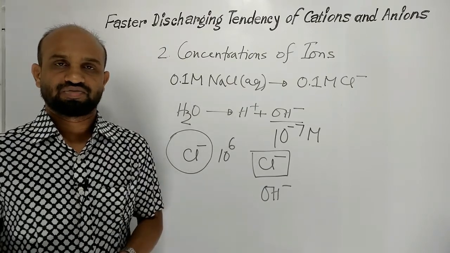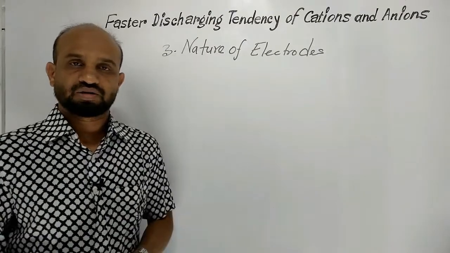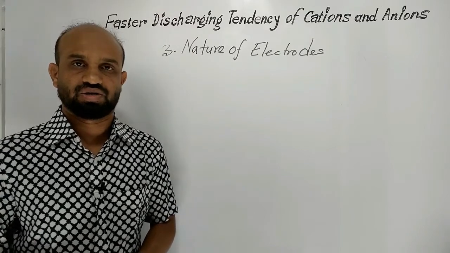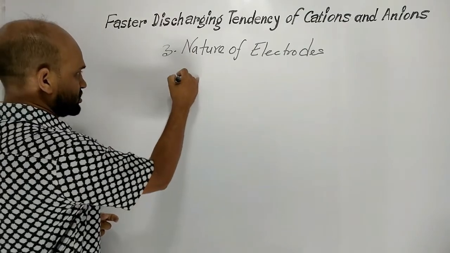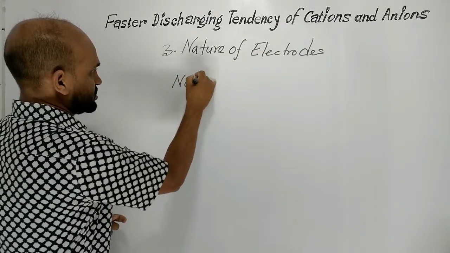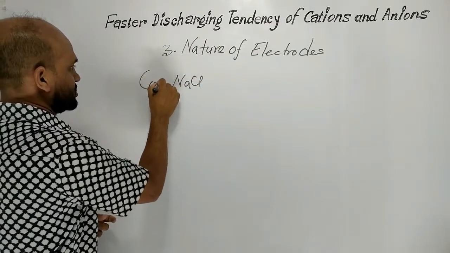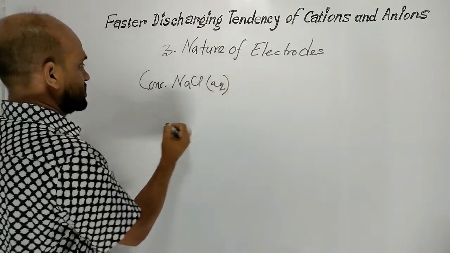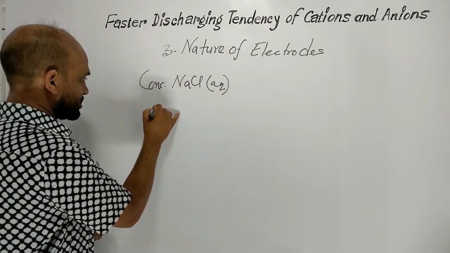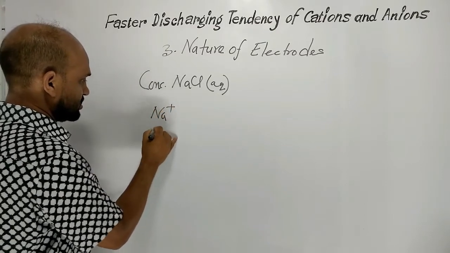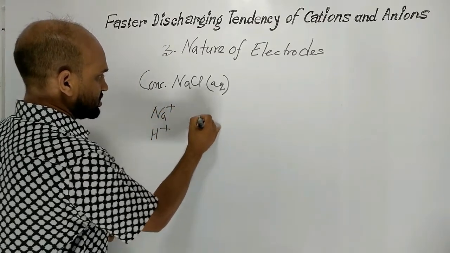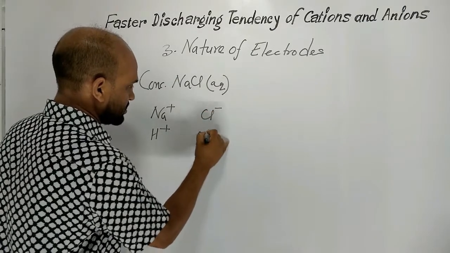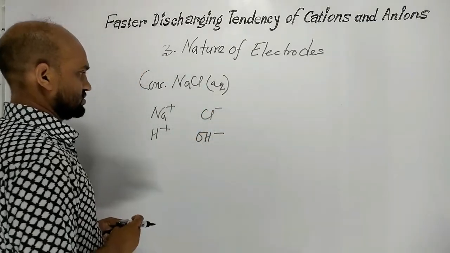Let's see the third factor. Third factor is nature of electrodes. Let's see the matter in detail. Suppose electrolysis of concentrated sodium chloride solution. Here cations are sodium ion and hydrogen ion, and anions are chloride ion and hydroxide ion.